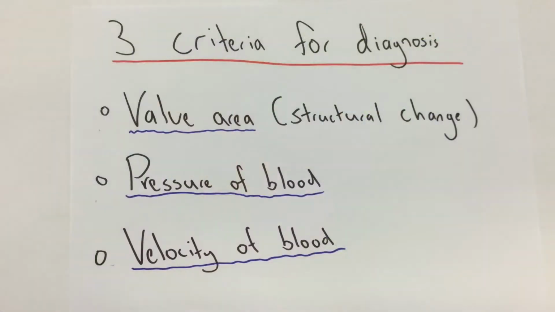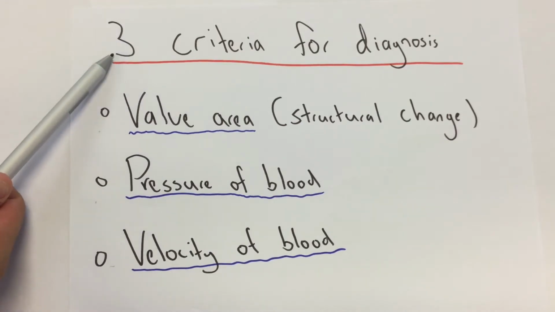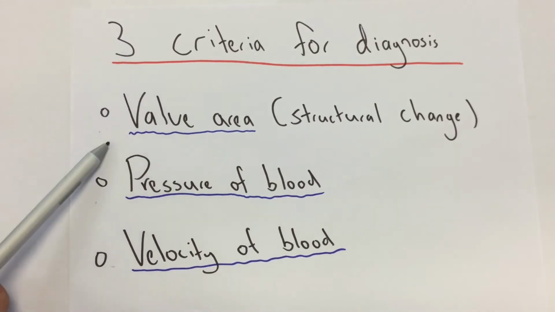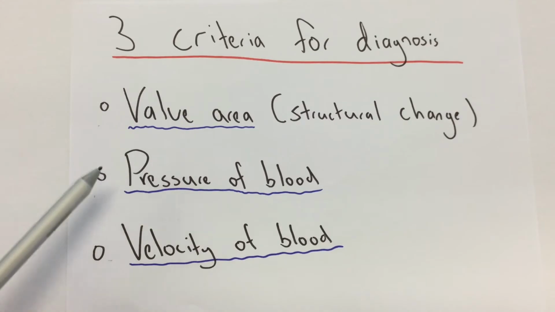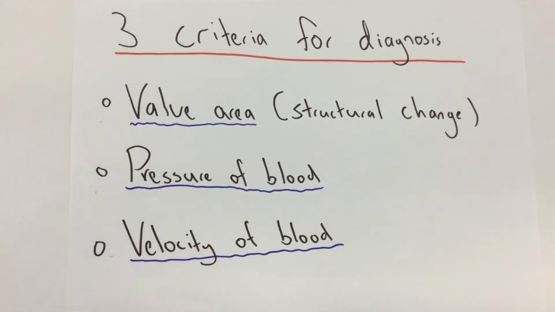In aortic stenosis, there are several things that will happen to the heart. For starters, there will be structural changes to the aortic valve, which you can see with different scans or with the naked eye. And in particular, there will be changes to how the blood behaves in the heart. Those changes form the backbone for diagnosis of aortic stenosis. So the structural changes are changes in the valve area, and the changes in the blood behaviour are the changes of the pressure of the blood and the velocity of the blood as it goes through the aortic valve.